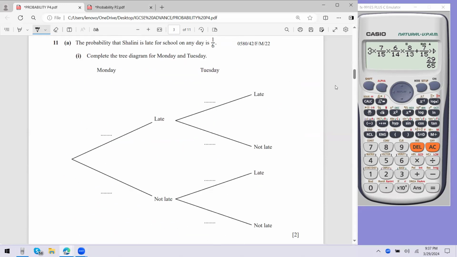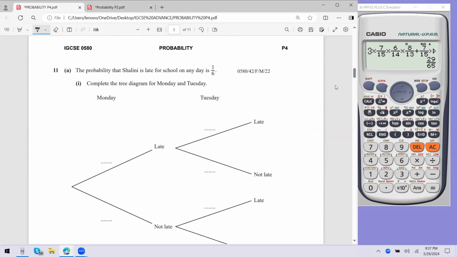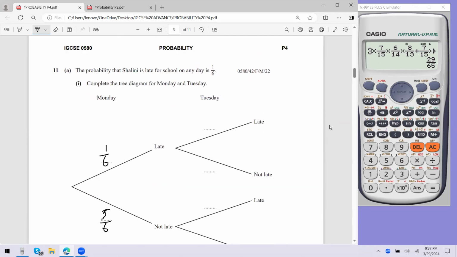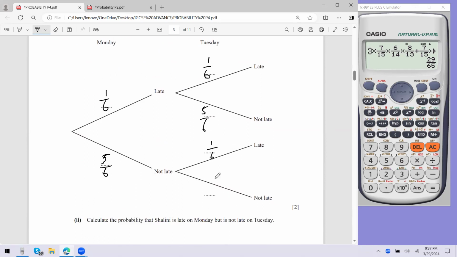Okay, let's do the tree diagram, important one. I think it's the first one we are doing now. The probability that Shalini is late for school on any day is 1 by 6. Okay, so we can simply put 1 by 6 in the late, and any branches always add up to 1. So this is 1 minus 1 by 6, 5 by 6. All right, and the probability remains the same, so you can continue for the next one also. 1 by 6, 5 by 6, 1 by 6, 5 by 6.